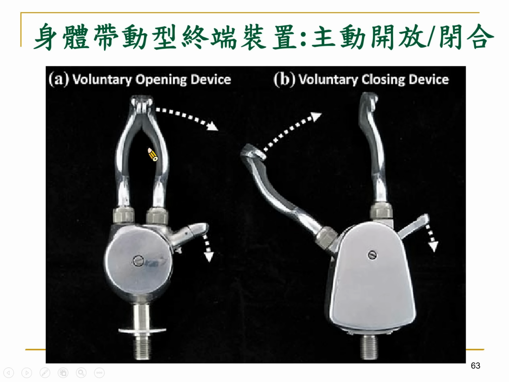There are two kinds of terminal devices which we can drive by our posture. One is open and one is closed. What is the difference? If you are using power this way, the device keeps closed and opens. This is the voluntary opening device. If you are using body power the other way, the open device will be closing. We call it the voluntary closing device. There are two ways of using this terminal device.